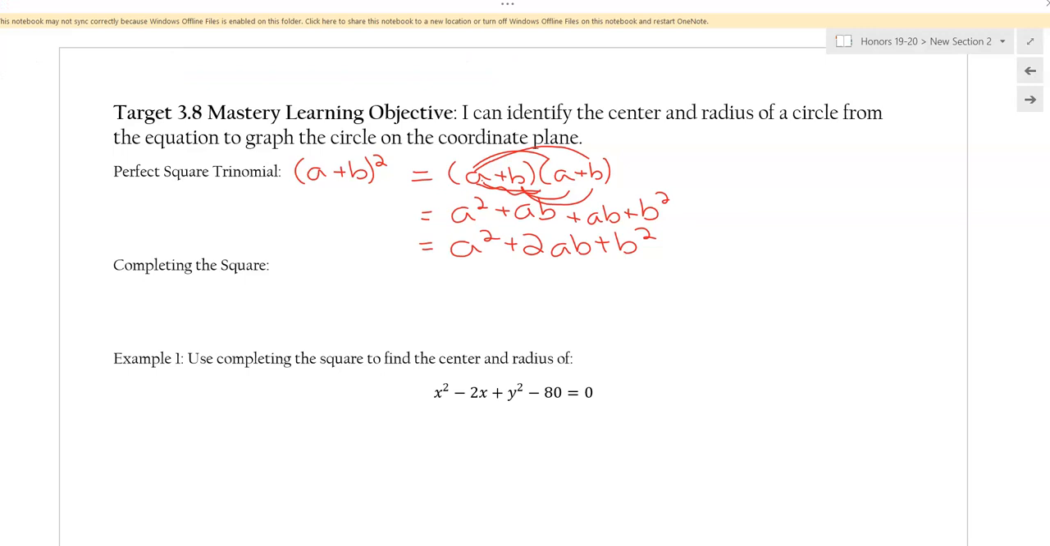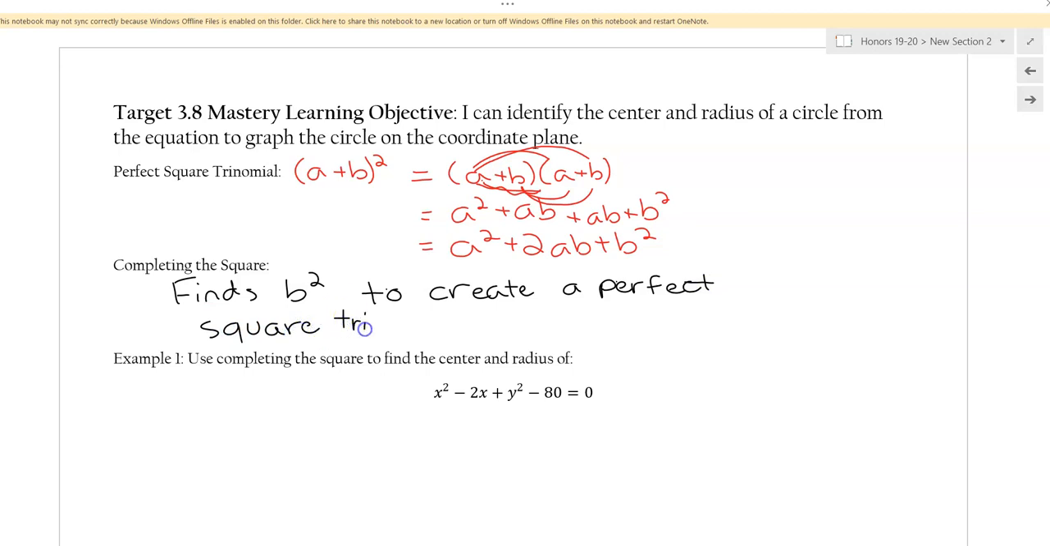So then we have this method called completing the square, which finds b squared to create a perfect square trinomial. We'll kind of look at that. You did completing the square last year with quadratics, right? It was one of the ways of solving quadratics or finding the vertex form of something. So you might kind of recognize it once we start doing it. I am going to show two different ways.